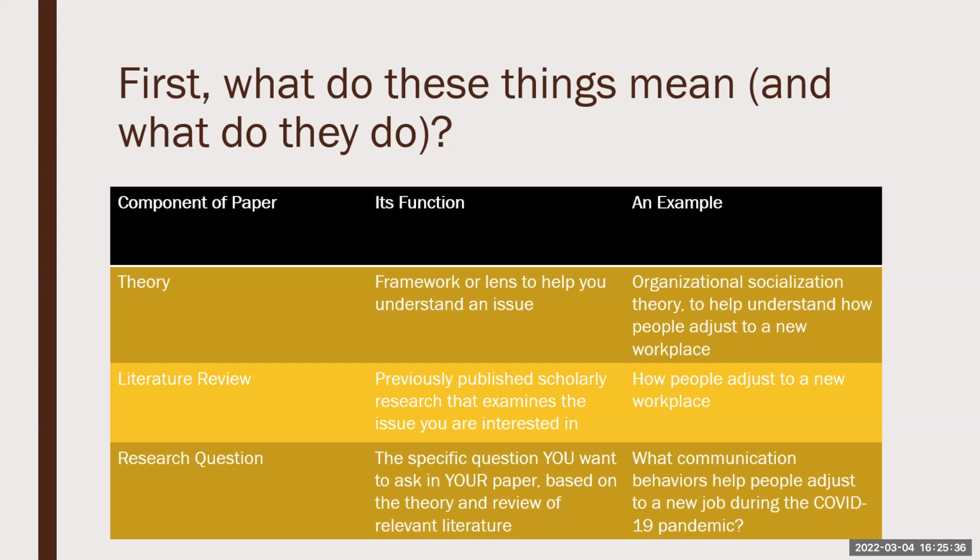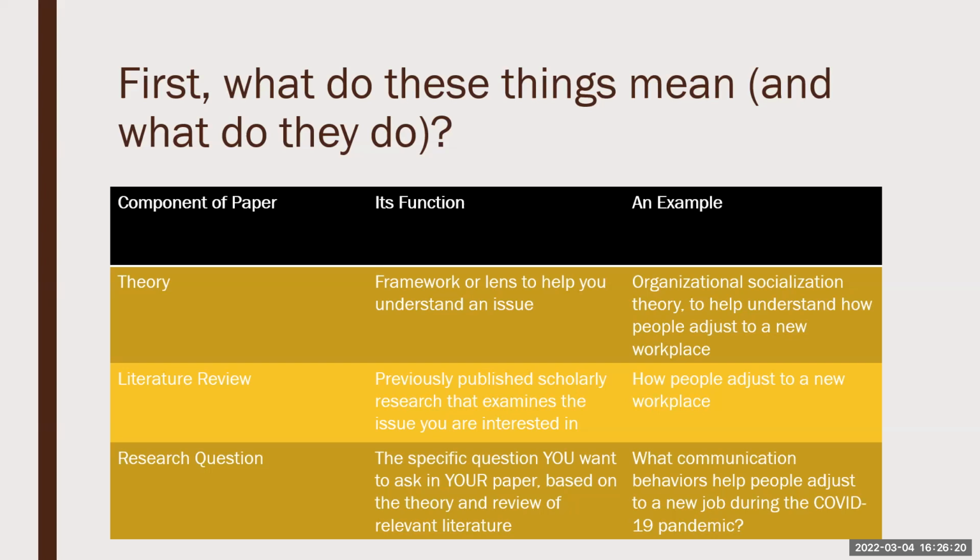So what is the theory, or what is the function of the theory section of a paper, right? And the theory actually works as a framework or a lens to help you better understand an issue, the issue that is what you want to look at in your research paper. So, for example, if you wanted to understand how people adjust to a new workplace, you would be utilizing organizational socialization theory.